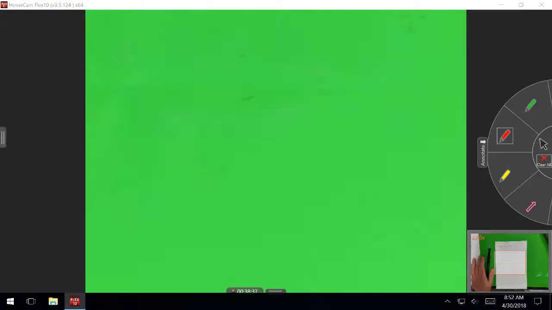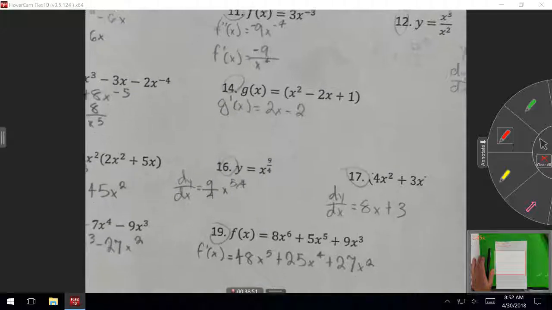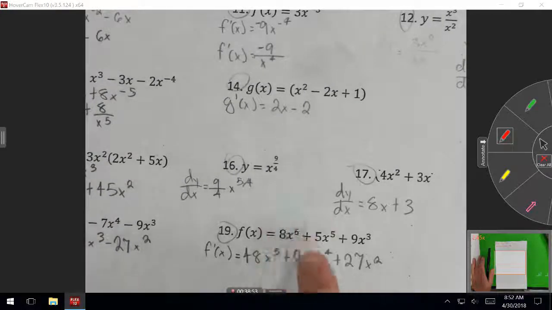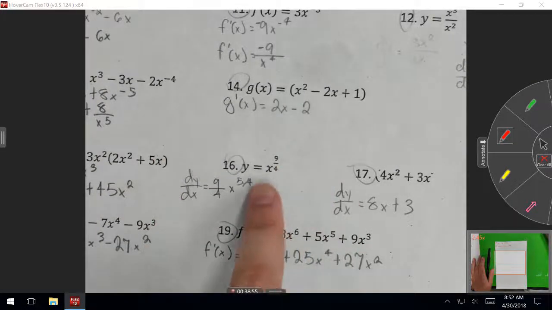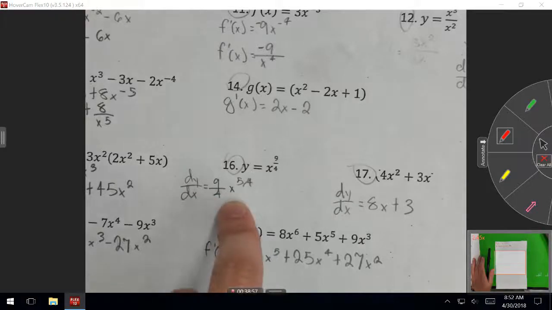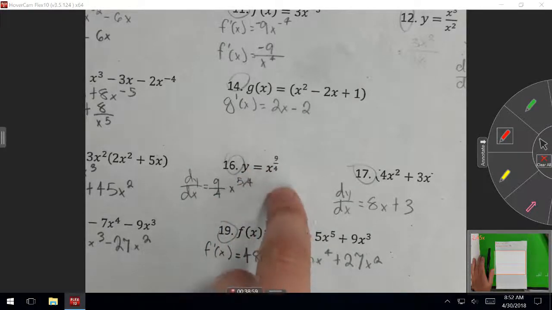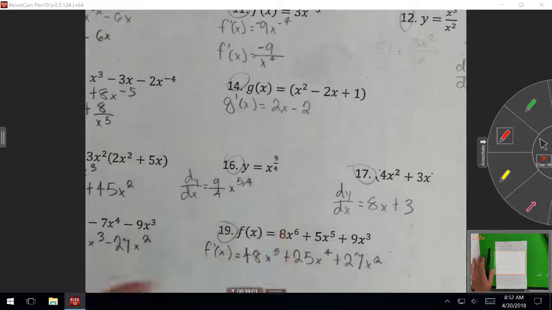Okay, Jessica, do number 16, please. While she's doing number 16, let's go on number 17. What's the answer for 17? 8x plus 3. That's an easy one. Right. 9/4 multiplied by 1 is 9/4 x, and then you subtract 9/4 minus 1, and it's the 5.